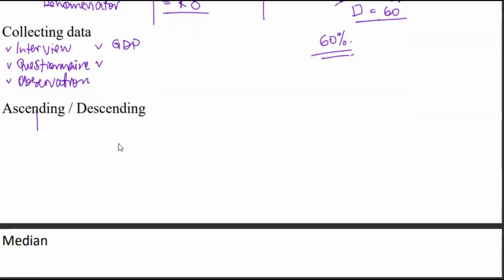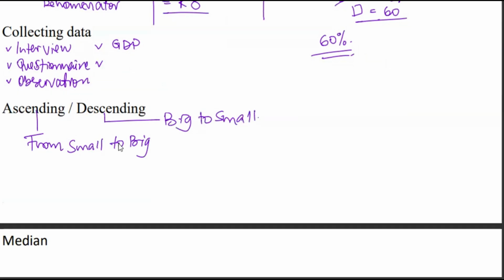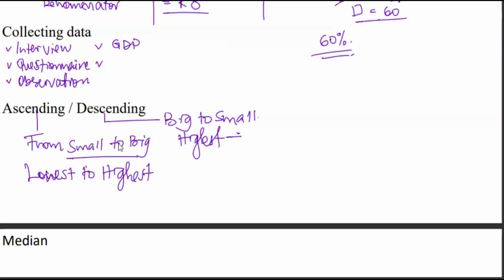Ascending is from small to big. And descending, it's big to small. Take note of that. Lowest to highest, whereas here we have highest to lowest.